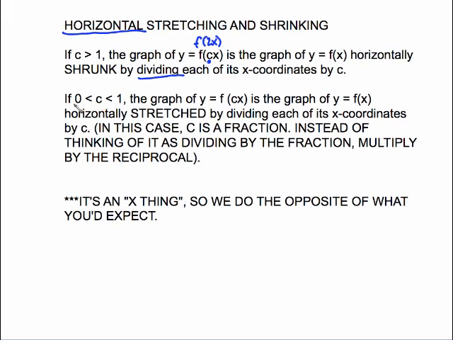Now, if c is between 0 and 1, that means it's a fraction, like maybe a half. So instead of thinking of dividing by the fraction, think of multiplying by the reciprocal, because that's what you do when you divide fractions. So it's an x thing, so we do the opposite of what you'd expect.